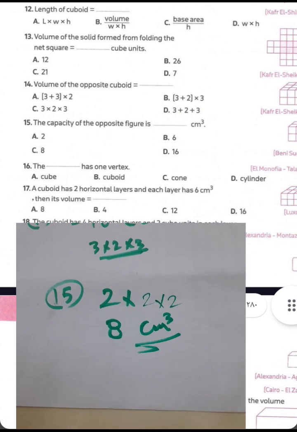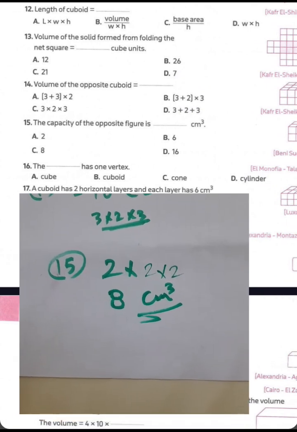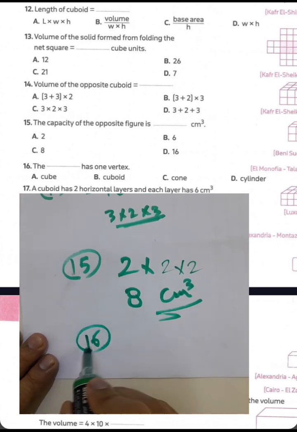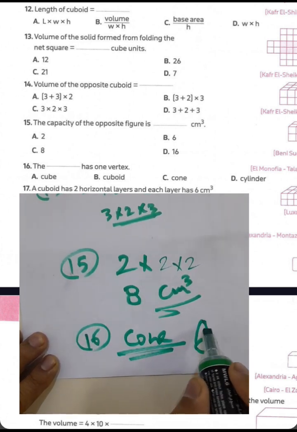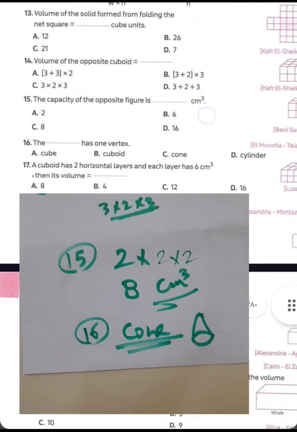Next, question 16. The space has one vertex. We call it a cone. The cone has one vertex.